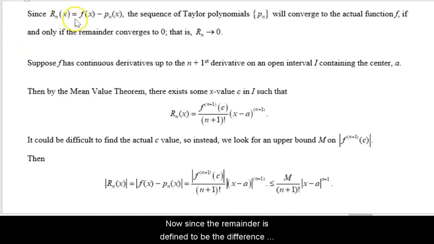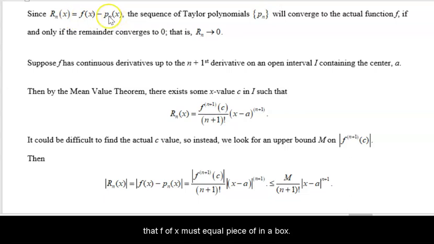Now, since the remainder is defined to be the difference between the actual function and the Taylor polynomial, we know that the sequence of Taylor polynomials will only actually converge to and be equal to the function f generating it if and only if the remainder goes to 0. In other words, the limit as n goes to infinity of r sub n goes to 0, so that f of x minus p sub n of x equals 0, which would imply that f of x must equal p sub n of x.